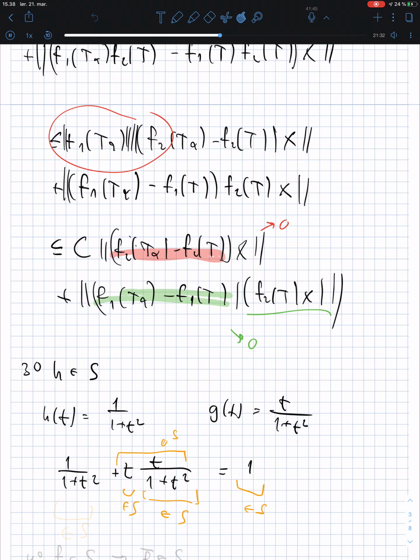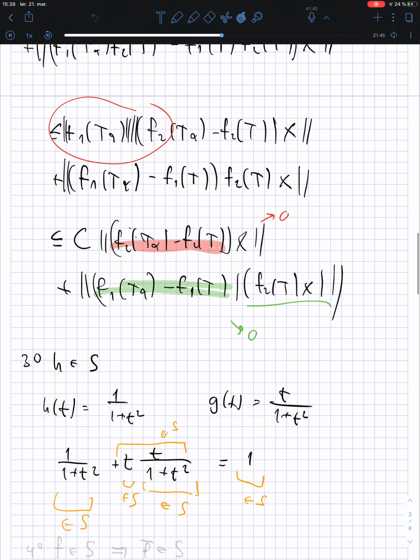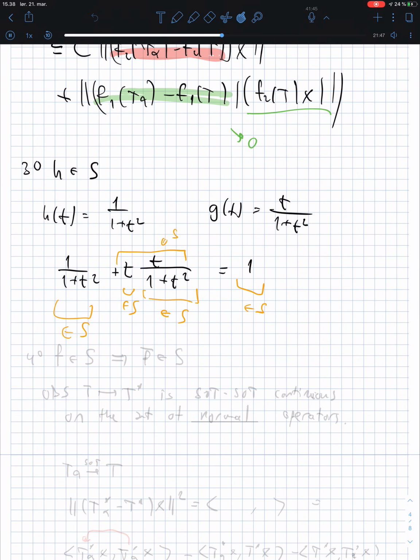And of course, S is a subspace, so it's closed under subtraction and addition, and multiplication by constants. So that means that this, which is my h, is also in S.